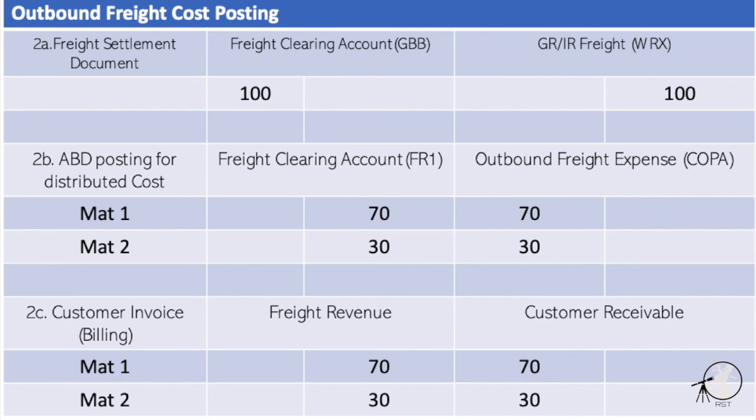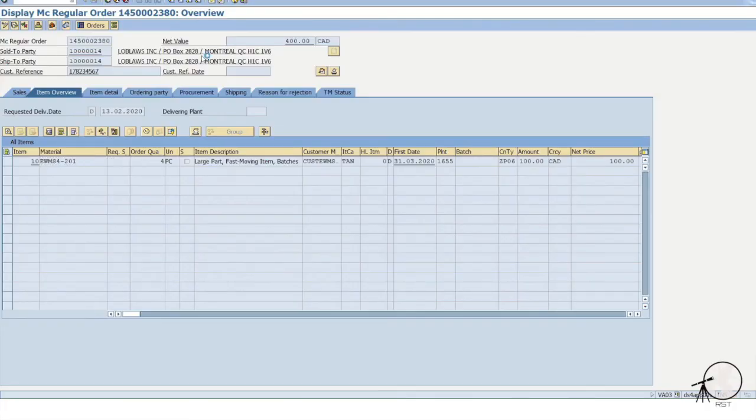The amount goes to the outbound freight expense account, and this expense will go directly to COPA or profitability analysis, as this is happening after the production and during the sales. So it is part of the cost of goods sold. That's why it is going directly to COPA. The next process is the customer billing process. And here you can see the total freight is getting charged back to the customer. So the freight expense is getting reversed, or you can say the freight revenue is getting credited and the customer receivable is getting debited. Let's see it in the system now.